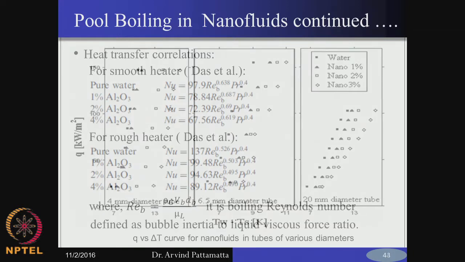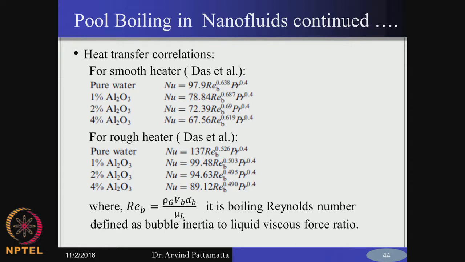Okay. Now, we have also some correlations developed from our lab itself. So, Professor Das and their group, they have done this for different concentrations and for different heater configurations. So, depending on whether you have a smooth heater or rough heater, a rough heater will have a higher value of Nusselt number compared to a smooth heater. So, you can see all these multiplying constants are larger in the case of rough heater because of the overall higher heat transfer coefficient, because the roughness will promote additional nucleation sites which will improve the nucleate boiling capability, right.